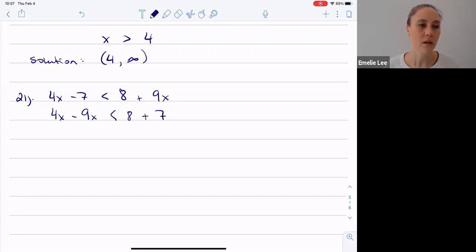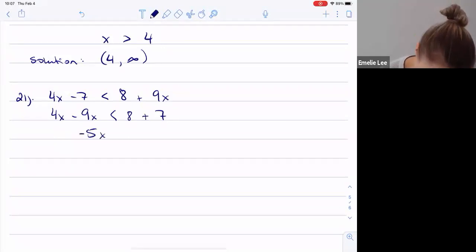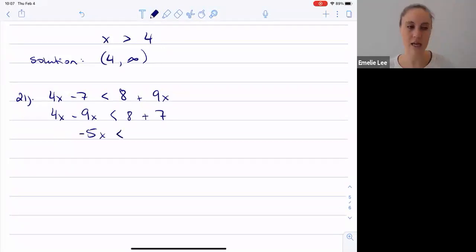Okay. So 4x minus 9x, what have I forced here? I've forced a negative, right? So 4 minus 9 makes negative 5. Negative 5x is less than 8 plus 7 is 15. Okay. Notice here that in order to get x on its own, I need to divide by negative 5, right?